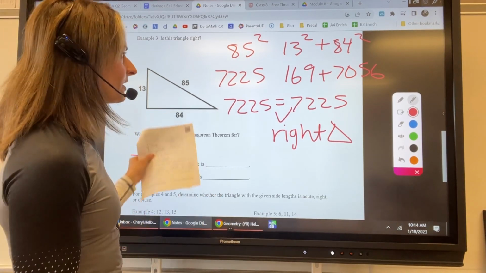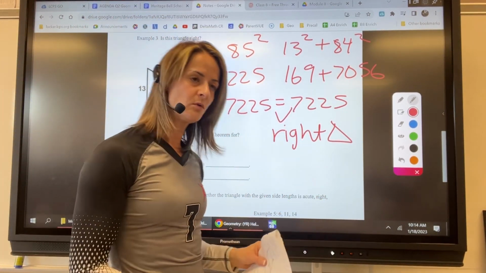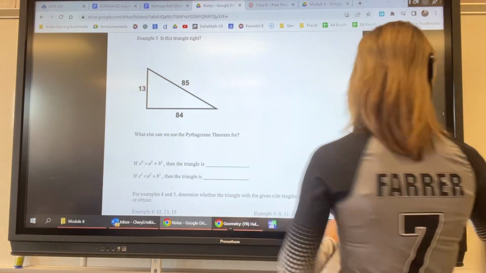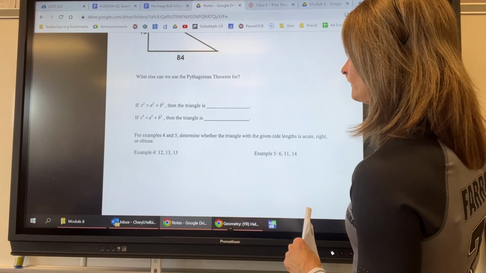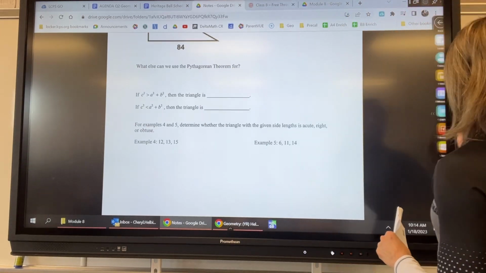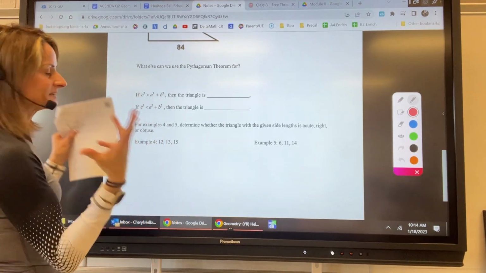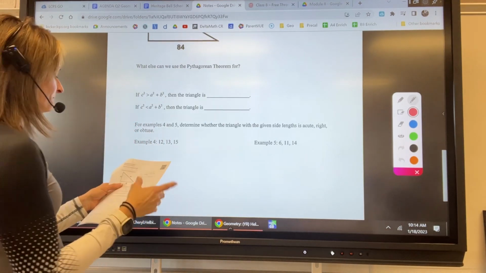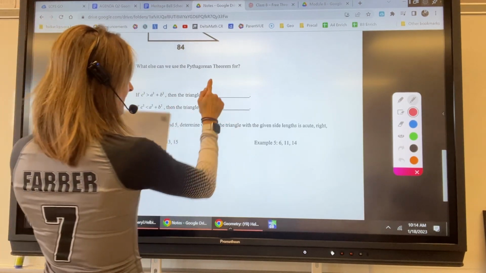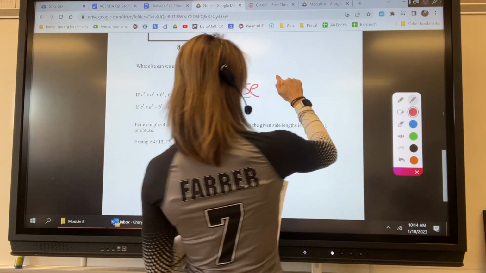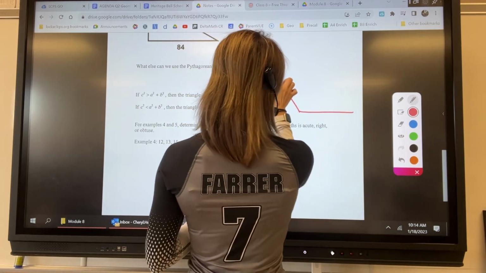Okay, so now there are two other possibilities, right? C squared could be greater than a squared plus b squared, or c squared could be less than a squared plus b squared. And here's what happens with those. And this is new. If you've learned the Pythagorean theorem in 8th grade, this is a new concept. So c squared, if the area of c squared is bigger than the other two areas, then the triangle is going to be obtuse.